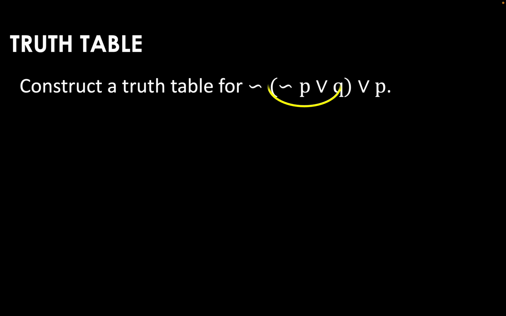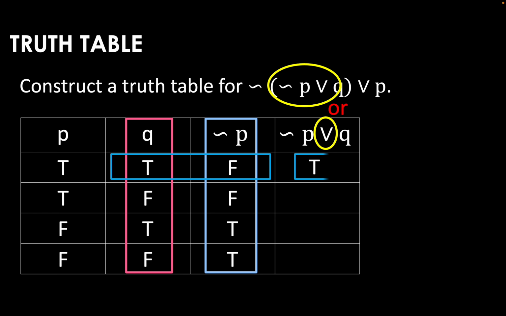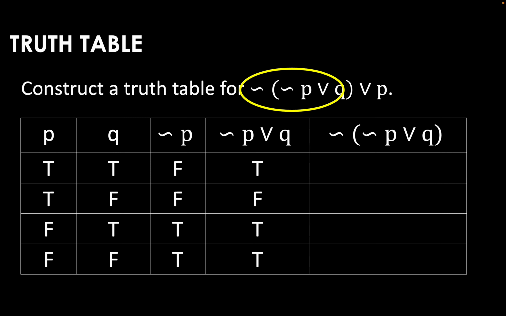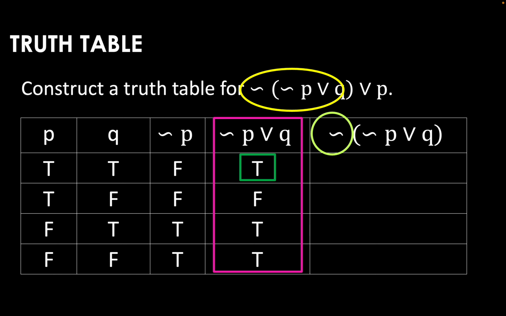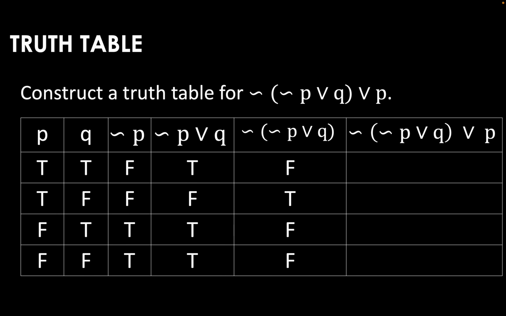Next, we get the group, the not P or Q. So we have here our not P and our Q statement. So that is or, right? Disjunction. It is false only when both statements are false. So we have false, false, true, true. Next, we just need to negate the group not P or Q. So we negate this not P or Q. So that is we have true, true, false, false.